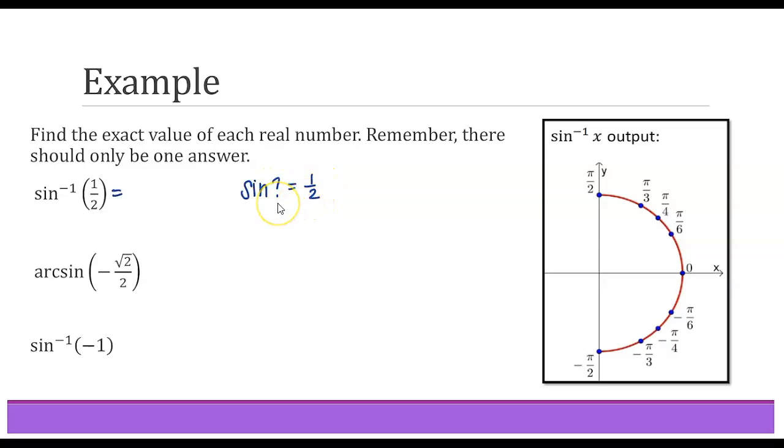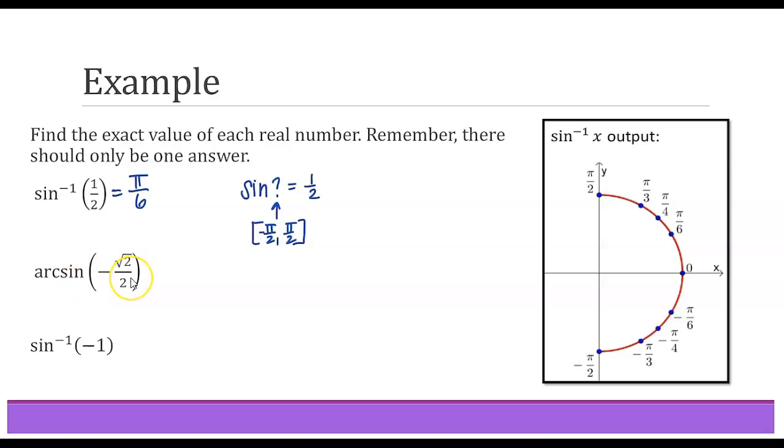But we're restricted. So this value can only be between negative pi over 2 and pi over 2. Well, sine is positive in quadrant 1 out of these two possible quadrants. I have to find my angle from quadrant 1. So that angle that I plug into sine to get out 1/2 is pi over 6. So sine inverse of 1/2 is pi over 6.